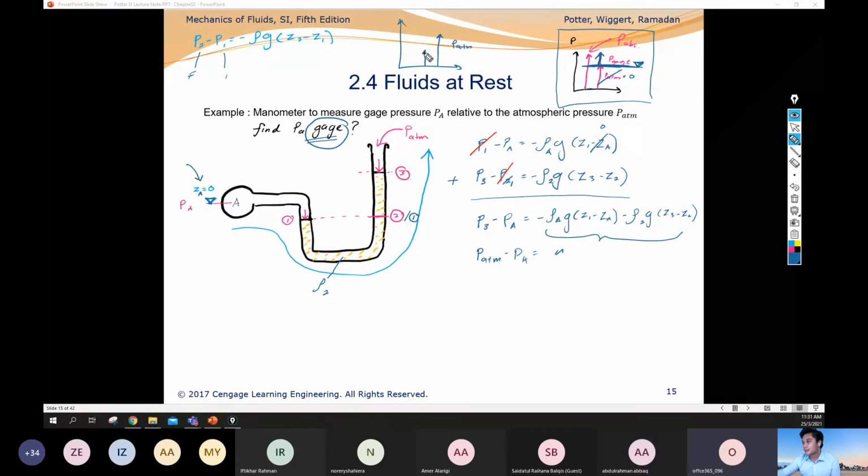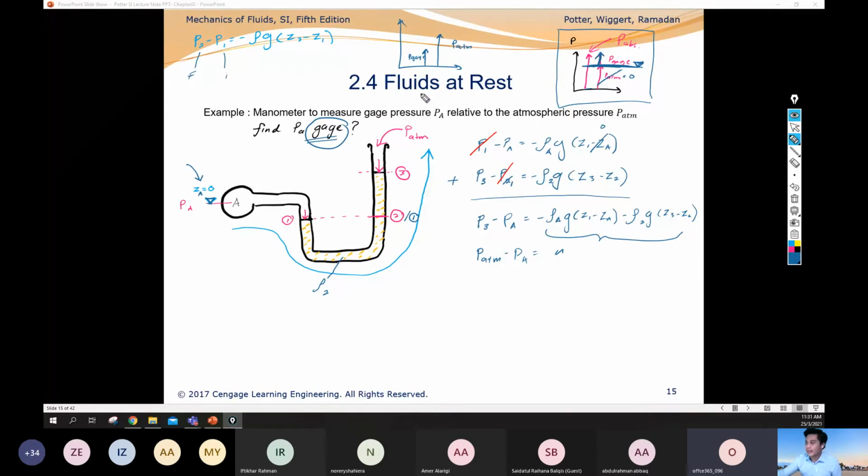This is the P gauge. This is what we call P gauge equivalent to P vacuum. It is above the atmospheric pressure. So it is vacuum. Okay. Alright, so now you understand?